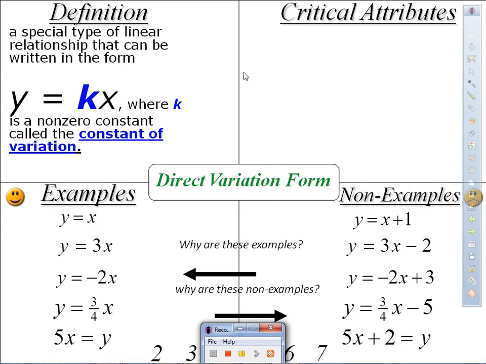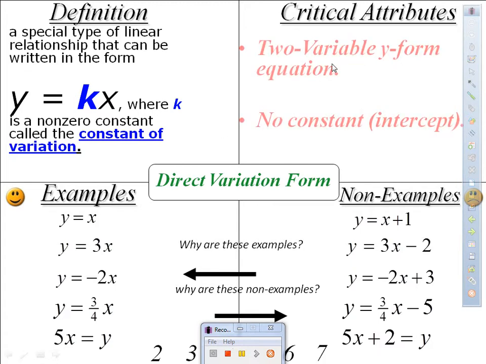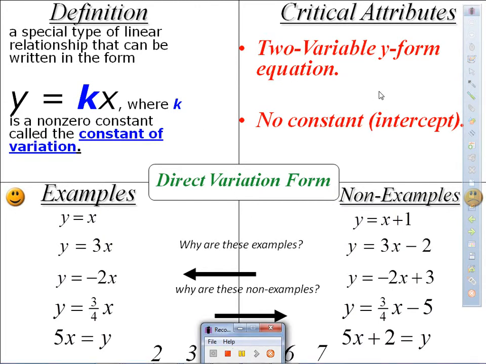Okay? So therefore, critical attributes. Number 1, it's a two-variable equation. Is that correct? So it's a two-variable y-form equation. And the other thing, it does not have a constant. Does this one have a number at the end? No, that's what we call a constant. It does not have a constant. All these non-examples do have a constant. So therefore, a direct variation form does not have a constant, and it's a two-variable equation in y form. Copy that?